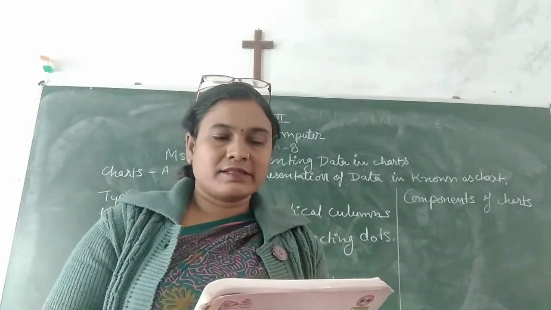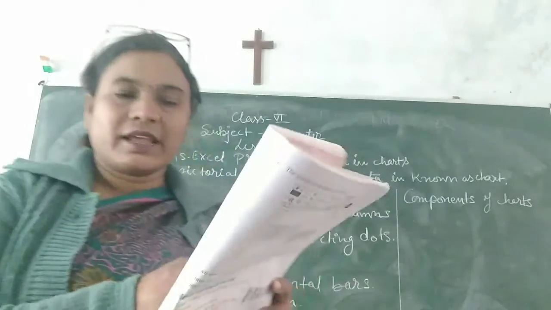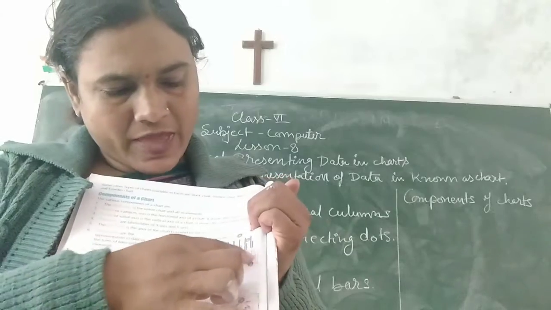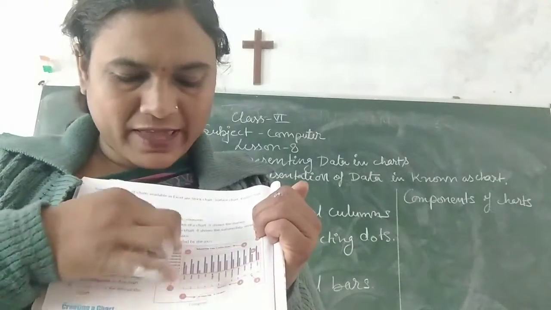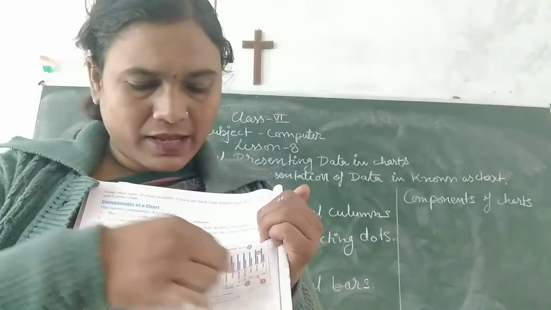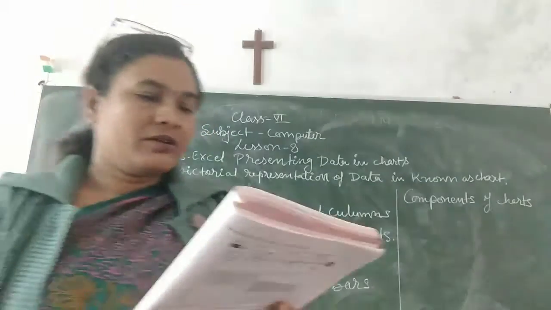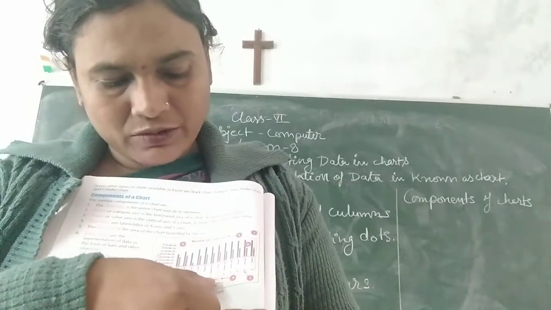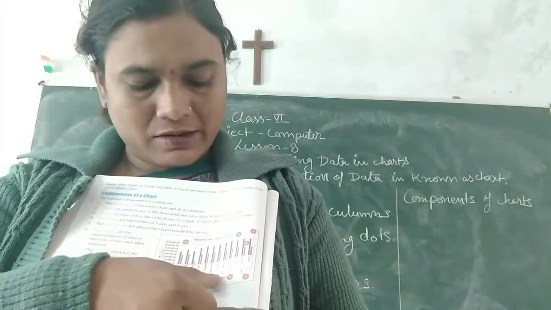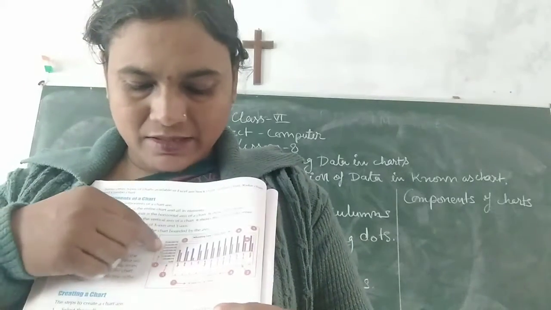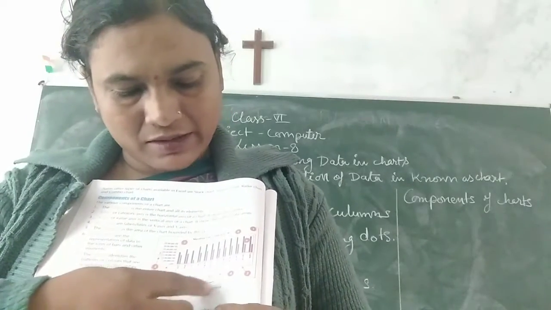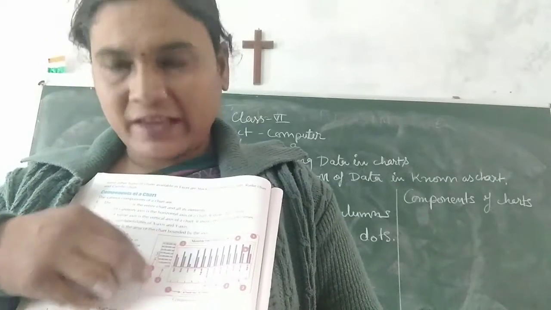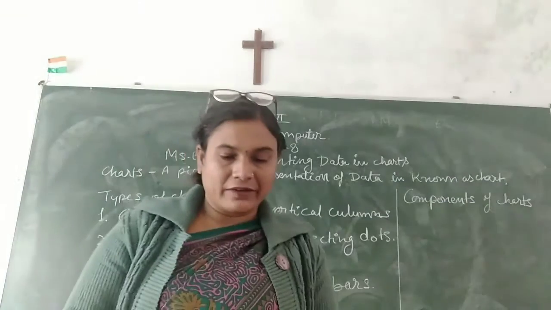Next is the x-axis category. X-axis category means this one, and this is the y-axis category. And axis title. Axis title means what title you want to give here. This is the x-axis title, and this is the y-axis title, and this is the chart title. Clear, children? Chart title, x-axis title, and y-axis title. There are 3 kinds of title.